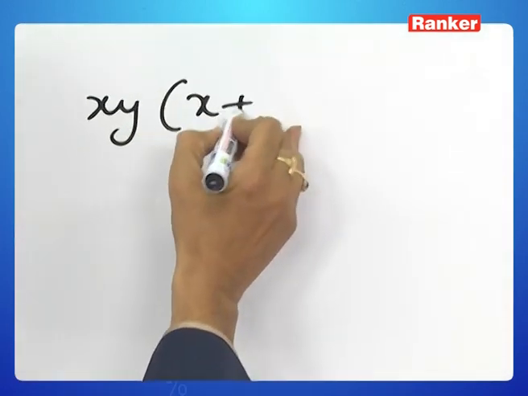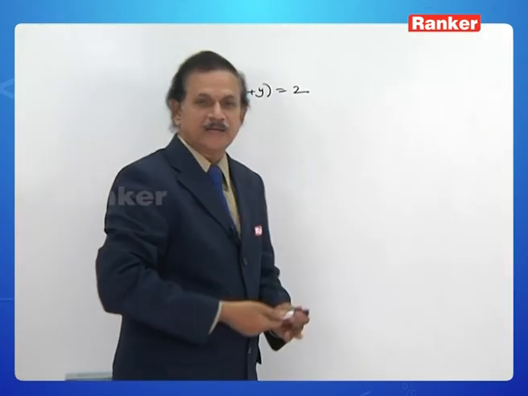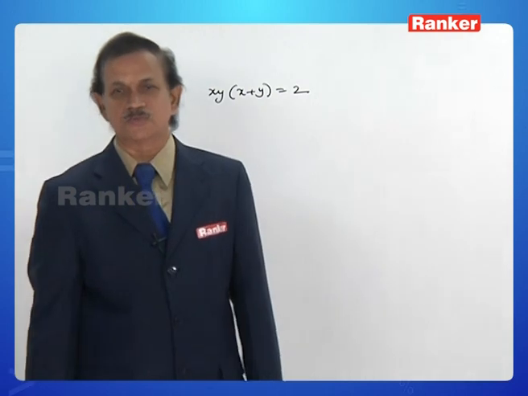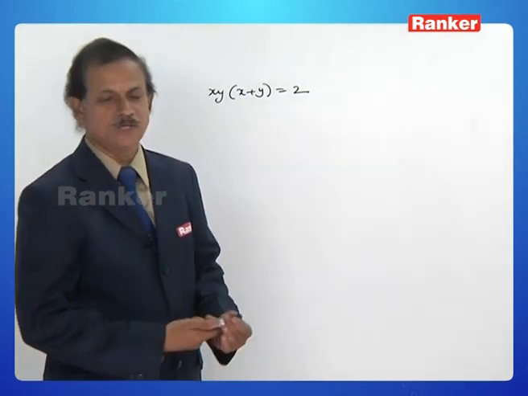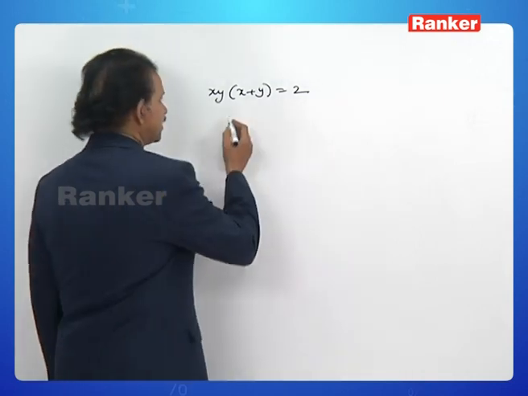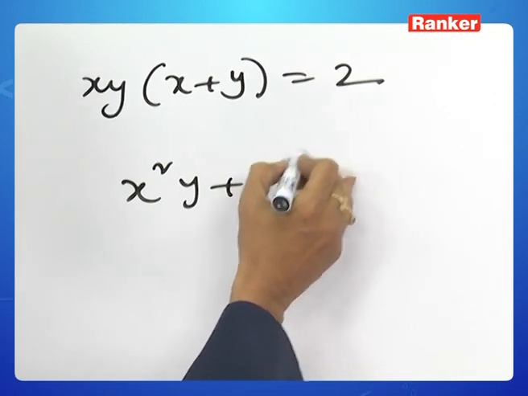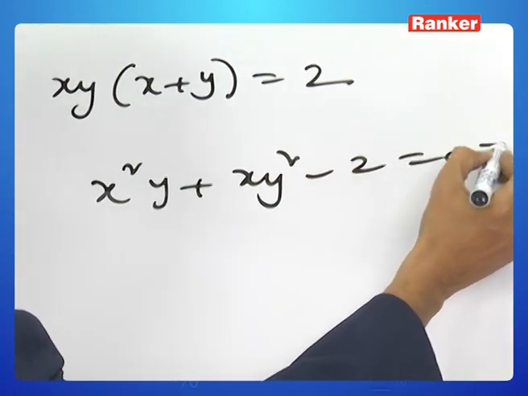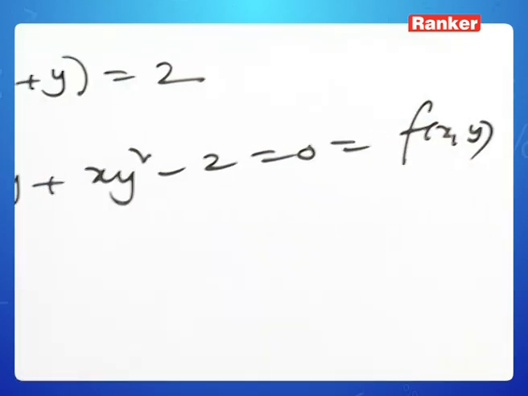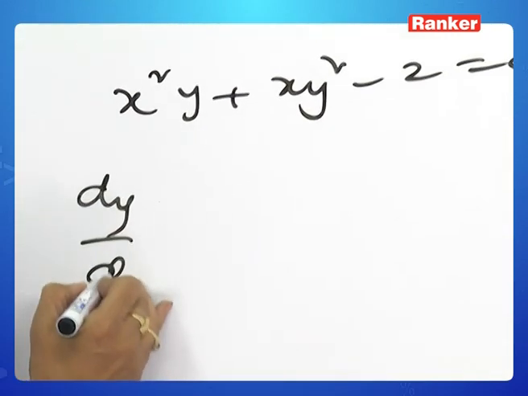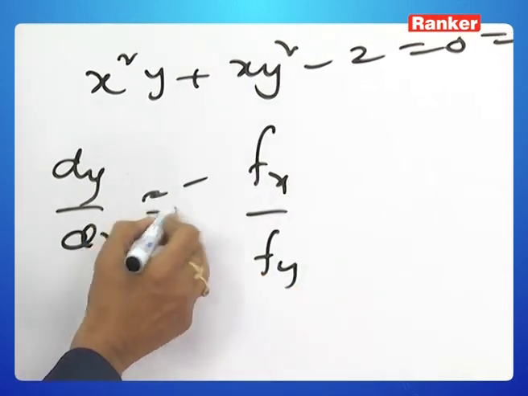Suppose xy into x plus y is equal to 2 has been given, and he has asked us to find dy by dx. How to get it? You first of all convert this as an equation. x square y plus xy square minus 2 is equal to 0. Call this f of x comma y. As usual, dy by dx is equal to minus fx by fy.